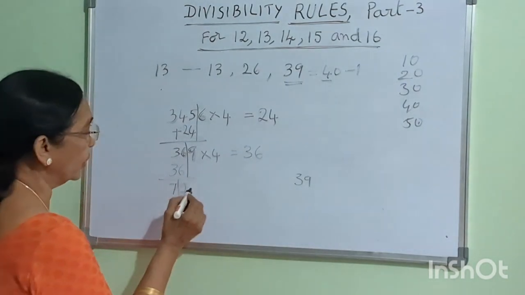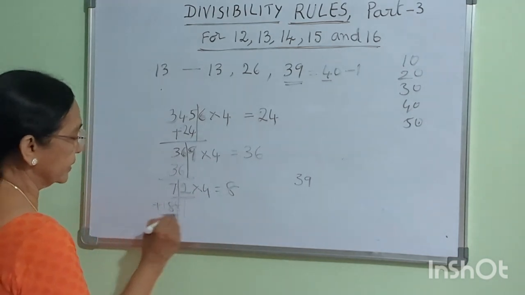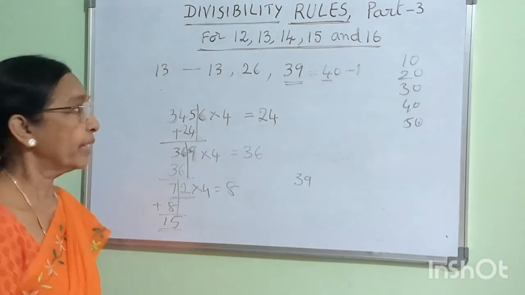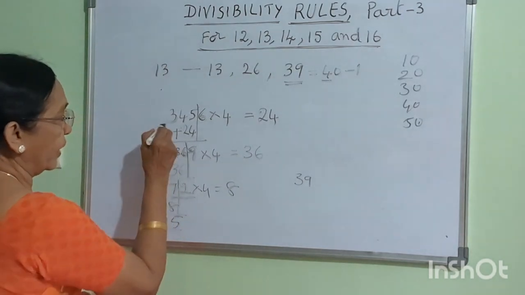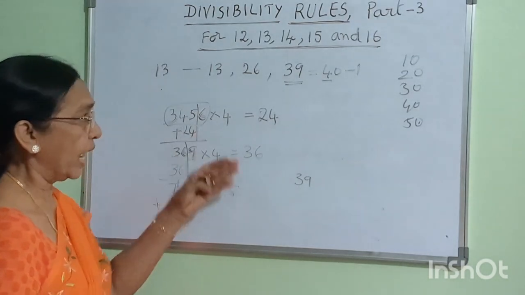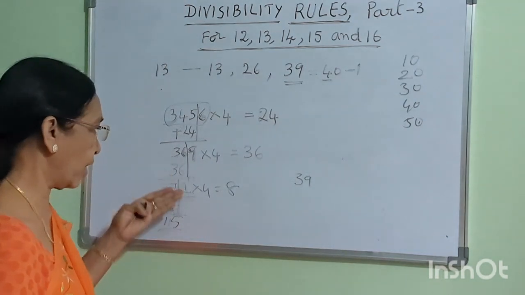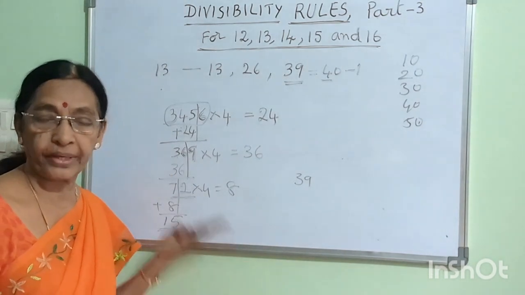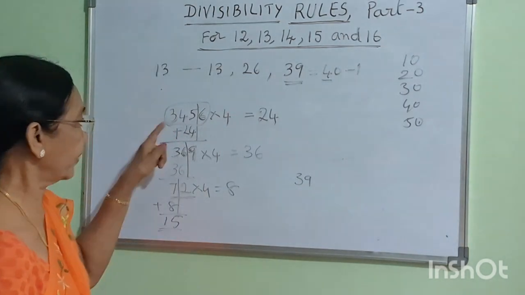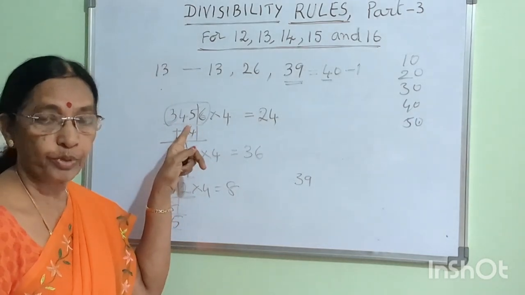Again apply the same rule. 2 times 4 is 8. Adding 8 to 7, it is 15. 15 is not a multiple of 13. It is not divisible by 13. Therefore, the whole number is not divisible by 13. Thus, we can apply the rule several times. If we can't say whether the remaining number is divisible by 13, we again apply the same rule. Therefore, this is not a multiple of 13.